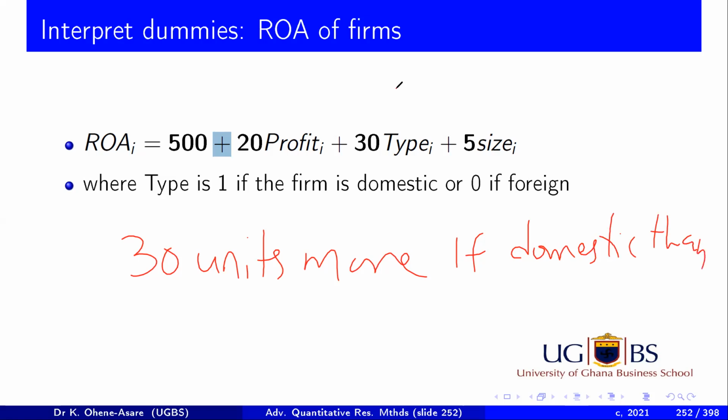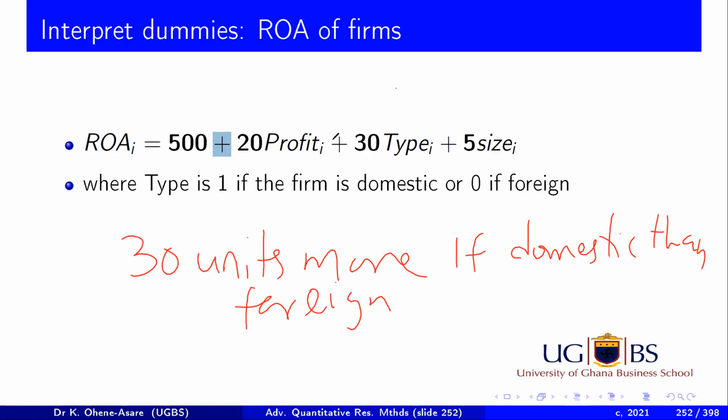Return on asset is expected to be 30 units more if the firm is domestic than foreign. You see, I didn't say that if the firm moves from being domestic to foreign. No, it is domestic than foreign. So if it is domestic, it is carrying a value of 1. So that means that you have 30 still standing. So return on asset is expected to be, is predicted to be 30 units more.